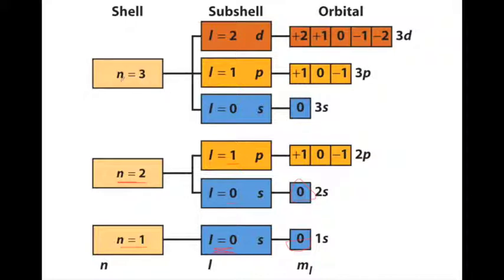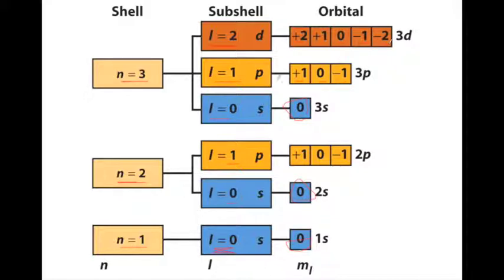For n equals 3, the third shell, we said we had three subshells: S-type, P-type, and D-type. The m sub L value for L equals 0, we said, can only be 0. For L equals 1, it can be positive 1, 0, and negative 1. For L equals 2, we can have plus 2, plus 1, 0, negative 1, and negative 2.